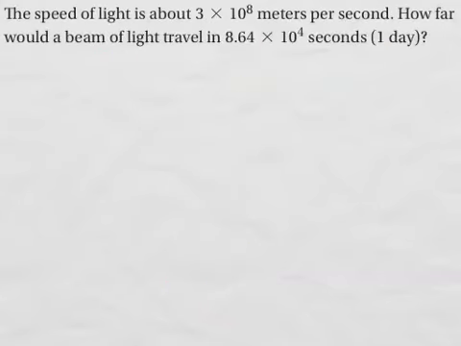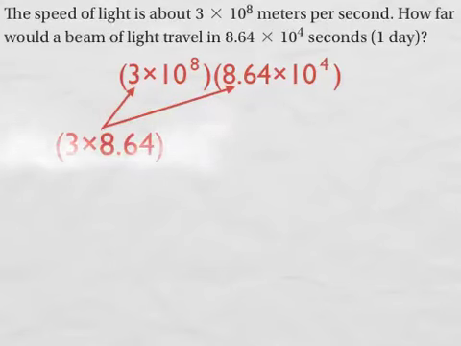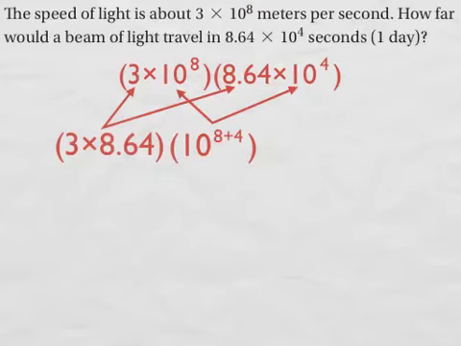This next example says the speed of light is about 3 times 10 to the 8th meters per second. How far would a beam of light travel in 8.64 times 10 to the 4th seconds, or 1 day? I need to multiply these two values to figure out how far it would travel. Just like in the last example, I'm going to multiply my first numbers, and then I'm going to combine my 10 to a power by adding the exponents. Well, 3 times 8.64 is 25.92 times 10 to the 12th.